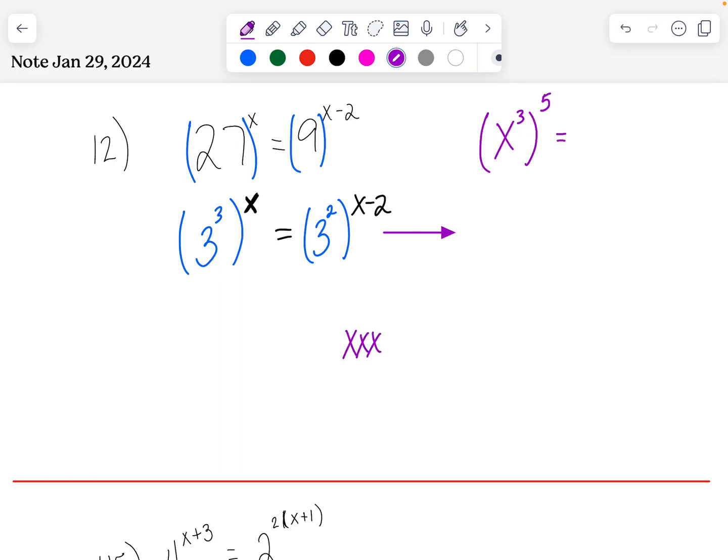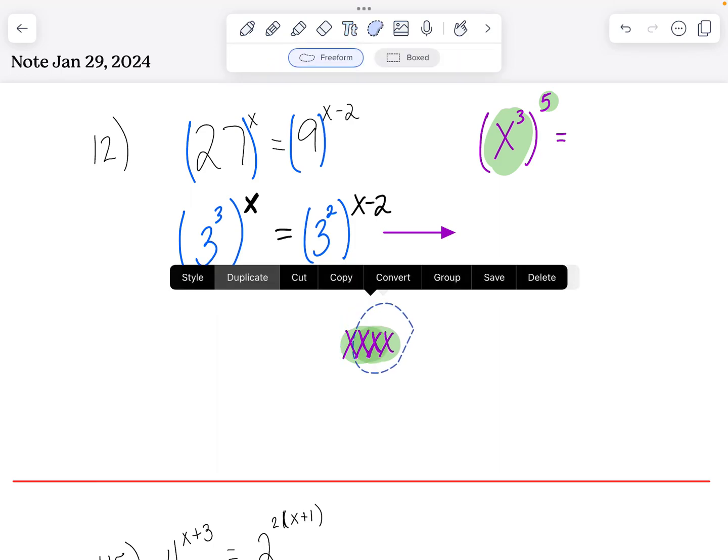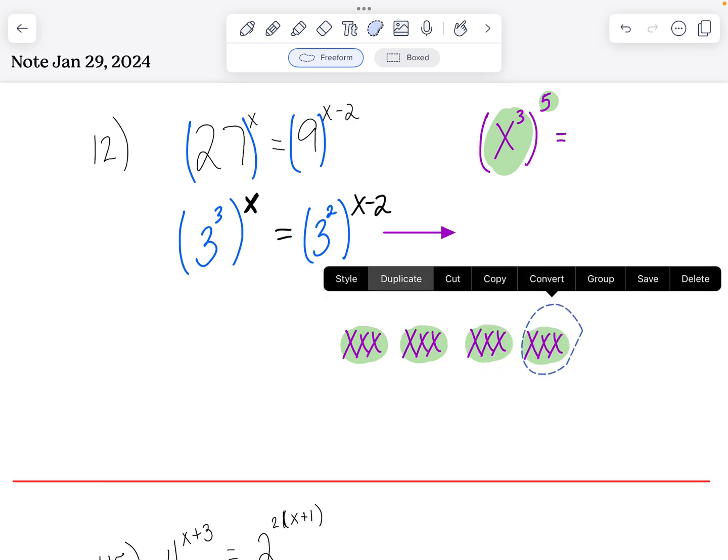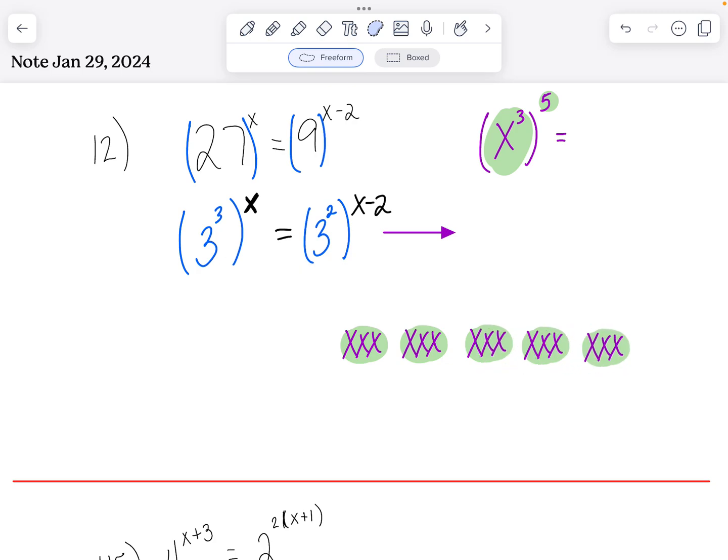Because what does this really say? It says x to the third 5 times. So 1, 2, 3, 4, 5 groups of x to the third. That's what this says right here. It says take 5 groups of x to the third. And if I count these up, I get 15 x's. So anytime you see parentheses, we have to multiply.